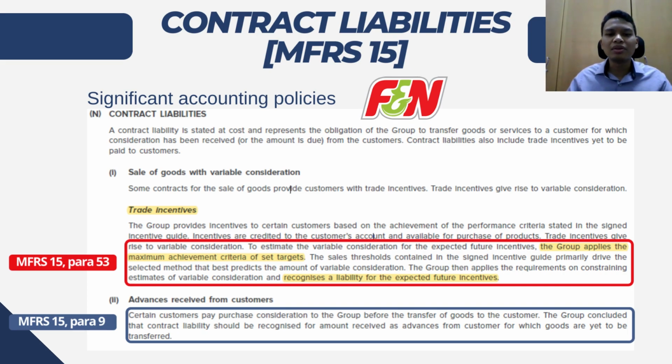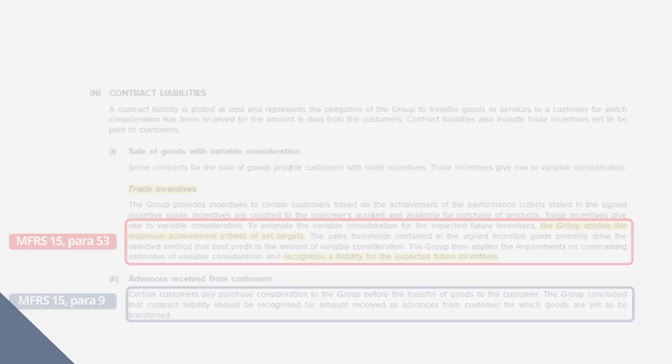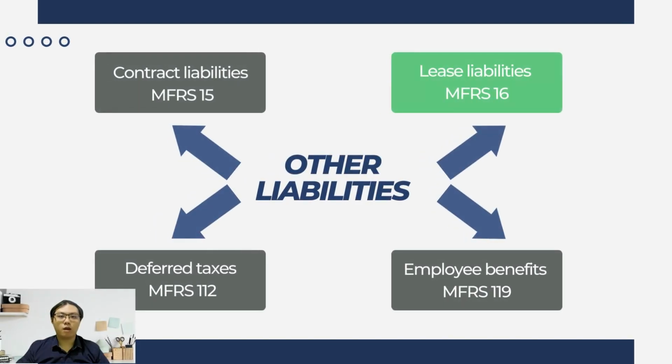Next is about MFRS 15 para 9, where we'll be focusing on identifying the contract. In this example, the company identified the contract when certain customers pay purchase consideration to the group before the transfer of the goods to the customer. Next, we will move to MFRS 16, which is lease liabilities.